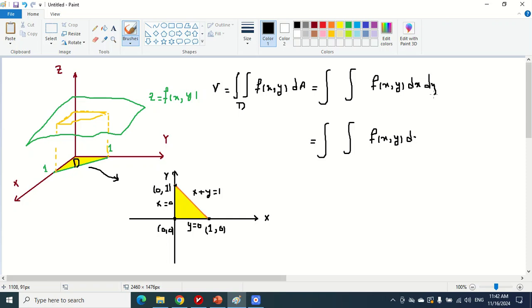Each of them has some differences. They are not the same. It's not simply changing the limit of the integral or the boundary of the integral. The boundary is totally different. So first of all, let us take a look at the case that we have dx dy.